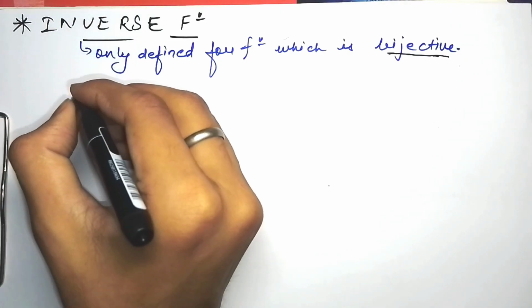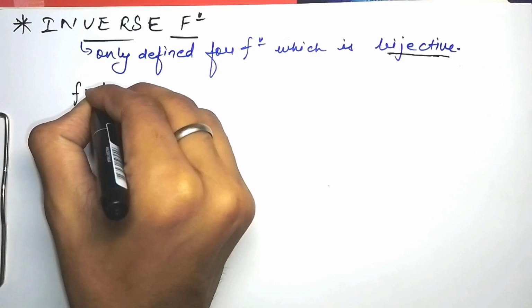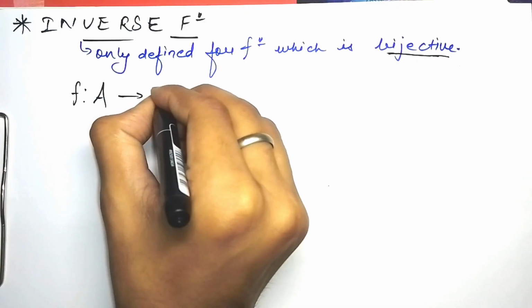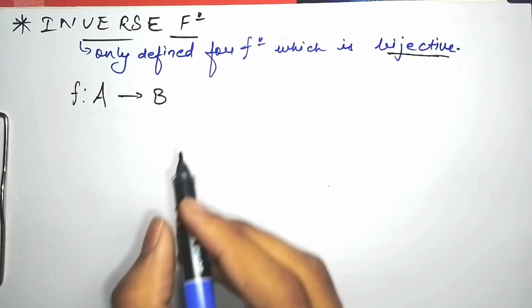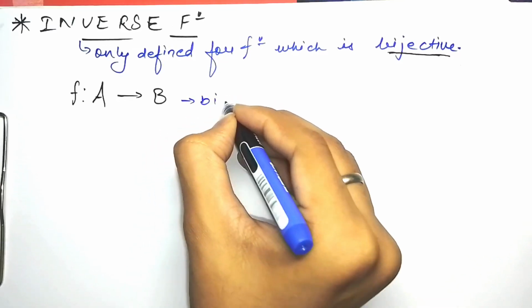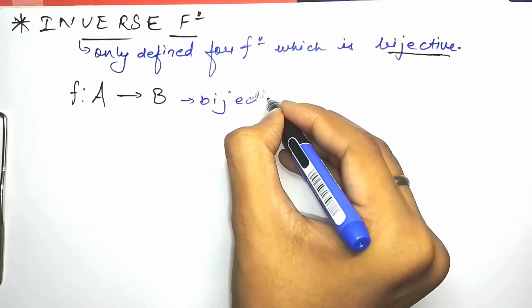Now, let's go into the definition. Suppose f is a function from set A to B, which is a bijection.